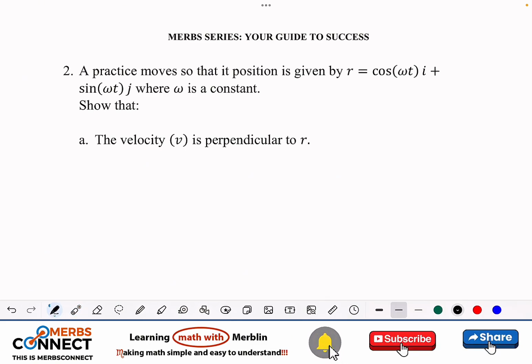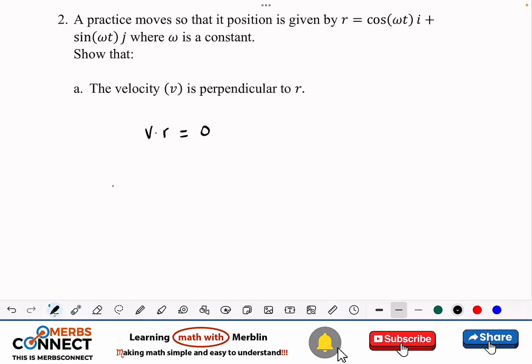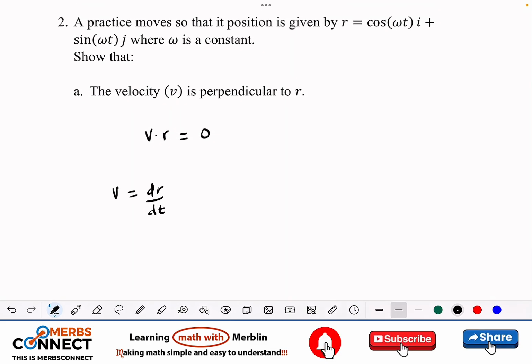So now for us to show that something is perpendicular, we need to show that when I multiply Vn to r, I should be getting 0. So I have my r here, I need Vn. And we know that Vn, which is the velocity, is equal to dr over dt. So we just need to do that. So let's differentiate r and see what we are going to get. So cos omega t i plus sine omega t j.